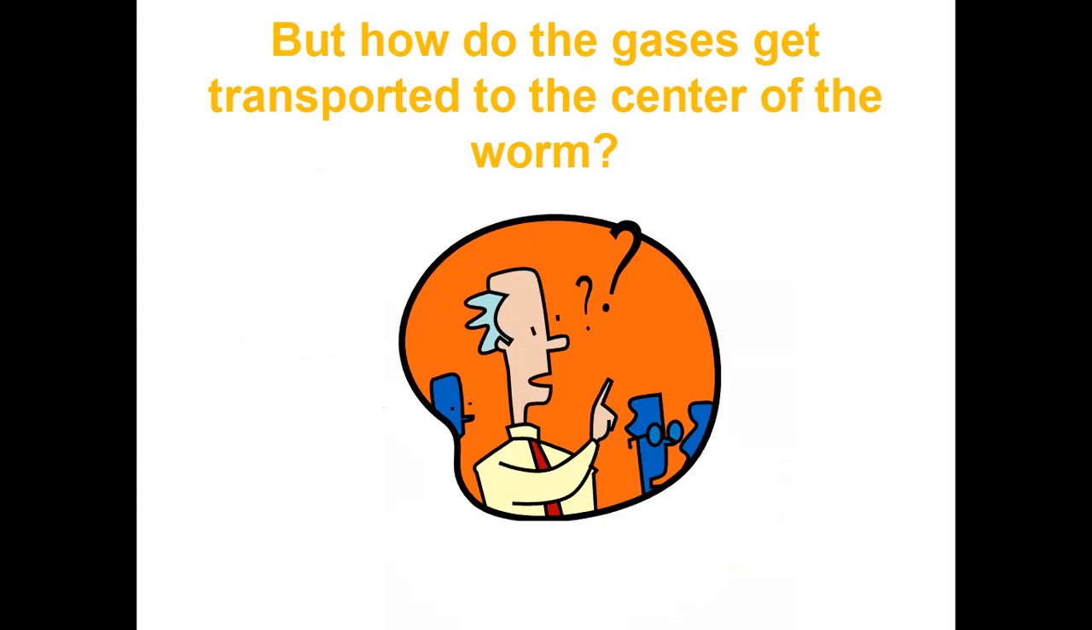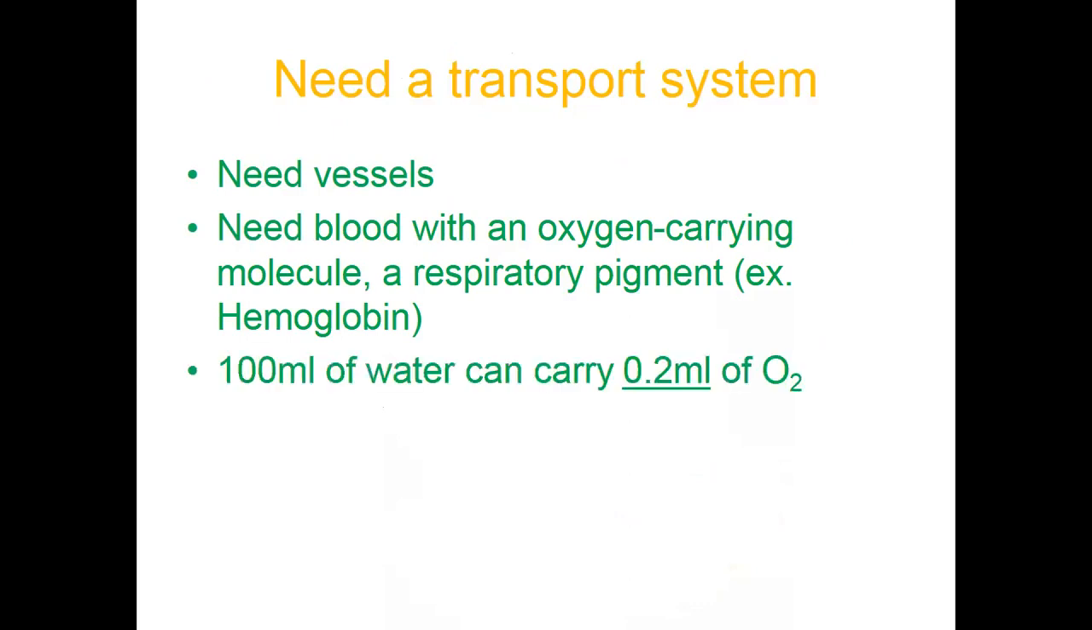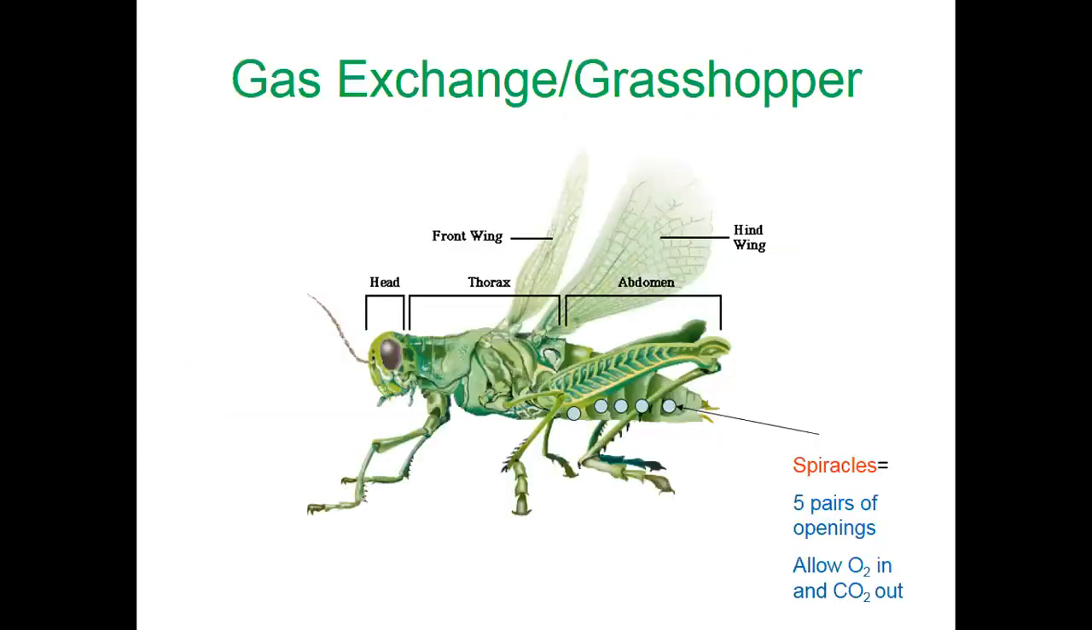But how do the gases get transported to the center of the worm? We need a transport system, need vessels, need blood with oxygen carrying molecules, a respiratory pigment, for example hemoglobin. 100 milliliters of water can carry 0.2 milliliter of O2. 100 milliliters of blood can carry 20.0 milliliters of oxygen.